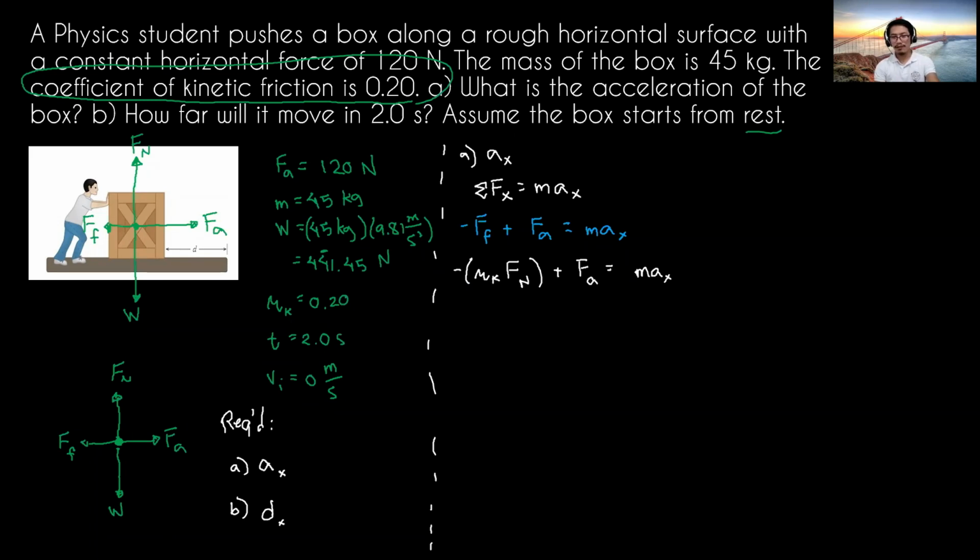So check natin if all the variables are present. Do we have mu K? May mu K ba tayo? Yes, we have mu K. Do we have Fn? May Fn ba sa given? Walang Fn. Do we have applied force? Yes, meron tayong applied force. Do we have mass? Yes, meron tayong mass. So that means we can solve this, pero wala pa tayong normal force. So paano natin ngayon kukunin si normal force?